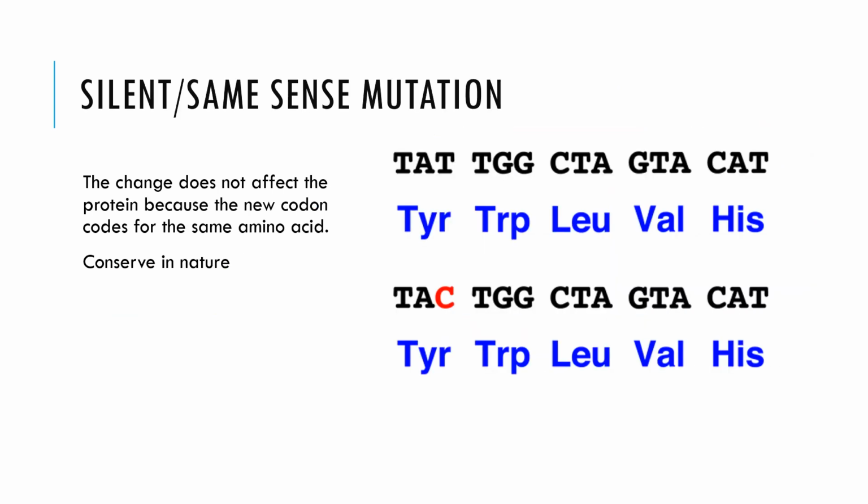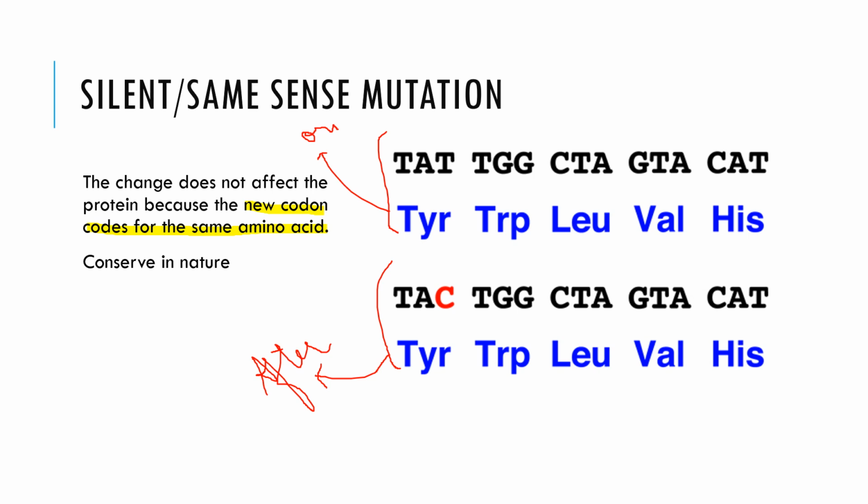Next is silent or same sense mutation. In the case of silent or same sense mutation, the change does not affect the protein because the new codon codes for the same amino acid. This is a very important thing when it comes to silent or same sense mutation. As you can see, this is the original strand of DNA, and this is after mutation. I would not say it's the mutated strand, but it's after mutation.